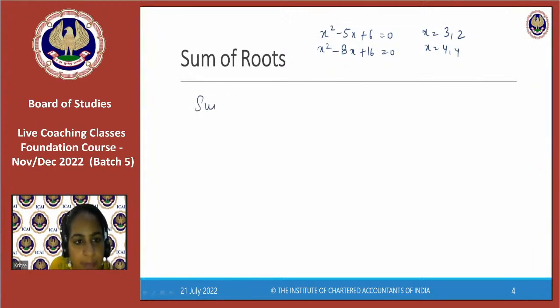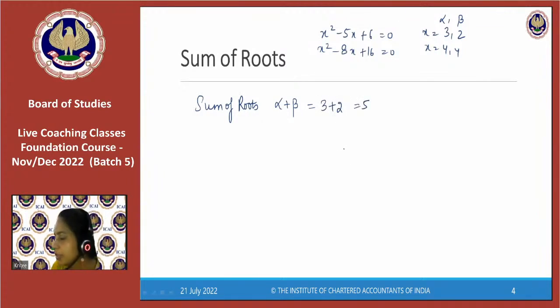So what is sum of roots? If I have to name the roots, one is alpha, the other one is beta. Sum of roots is alpha plus beta. So what is the sum of roots here? It is 3 plus 2, which is 5. And where did you get this 5 from? 5 is this number only. So as per the formula, it is minus b by a.